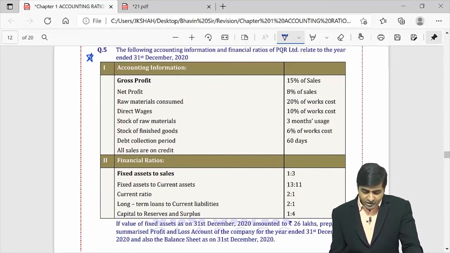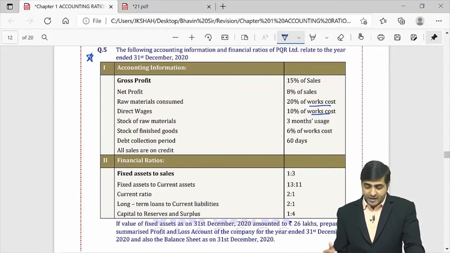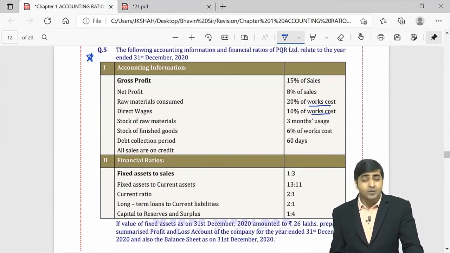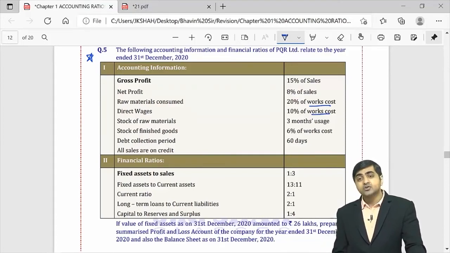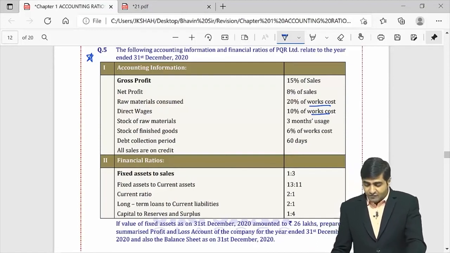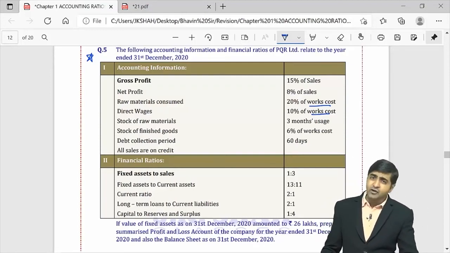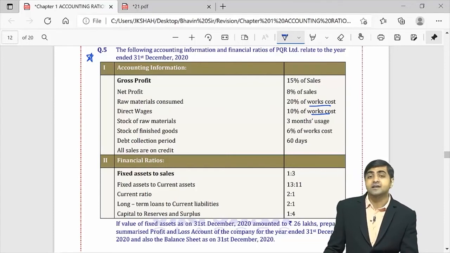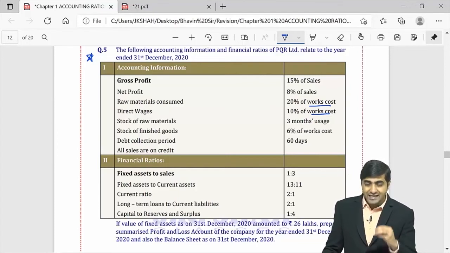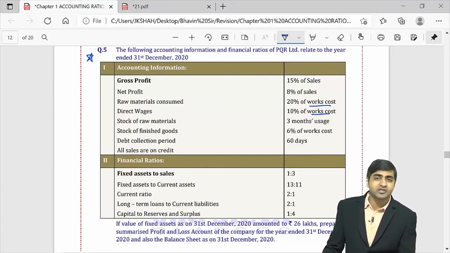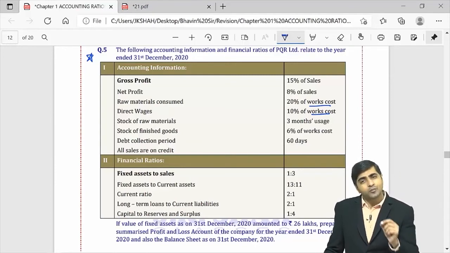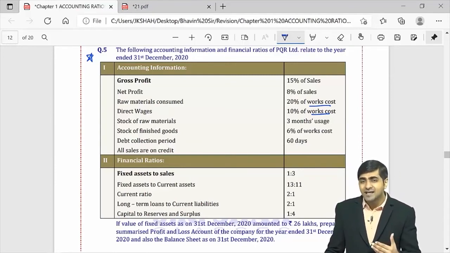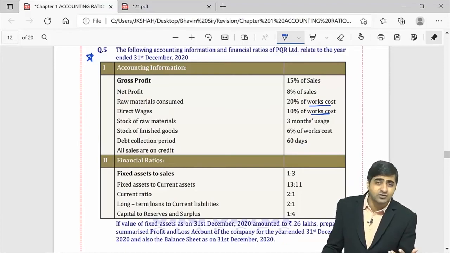Here, the terminology of work cost will be treated as your factory cost, obviously, but as you all are aware, this will be nothing but your COGS. So in this particular question, we have to prepare the breakup of cost by taking raw material consumed, direct wages, whatever is the manufacturing or factory overheads, the total will give you your factory cost. And because this is an existing company and we don't have any information regarding your opening stock available, your opening and closing will be the same, which means that your factory cost itself will become your COGS.